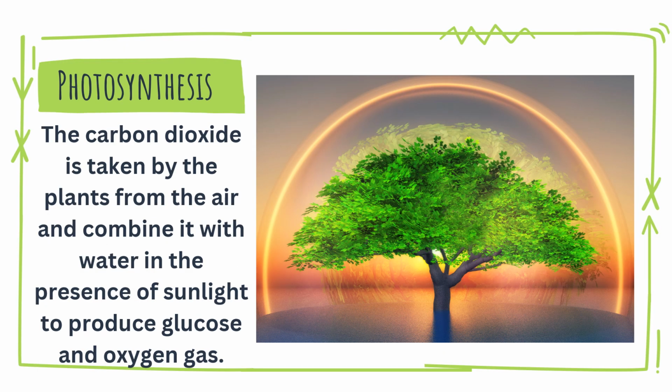The most important point we must know in the carbon cycle is that we follow the carbon atom from one area to another. The first process we have is photosynthesis. Carbon dioxide contains a carbon atom that is taken by the plants from the air and combined with water in the presence of sunlight to produce glucose and oxygen. So the first process is the movement of carbon taken by the plant in the form of carbon dioxide, which then undergoes a chemical reaction inside the plant to produce glucose and oxygen.